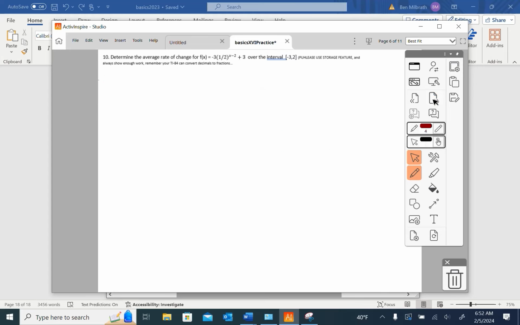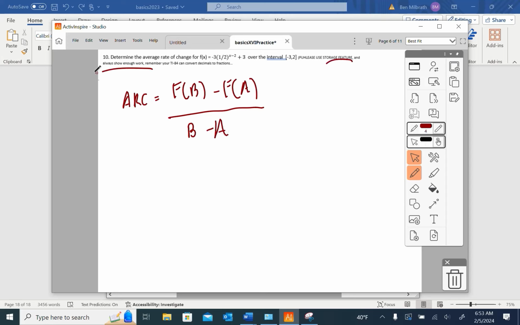Determine the average rate of change for f of x is negative 3 times 1/2 to the x minus 2 plus 3 over this interval. And, you know, the big problem is you won't memorize. Average rate of change has the same formula it's had all year. F of b minus f of a over b minus a. Notice it talks about using a storage feature and showing enough work. F of b comes when you plug in a 2.